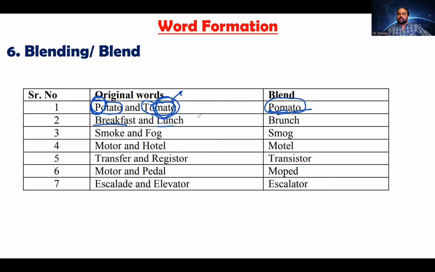Breakfast and lunch. If you take meals between these two meal times, we call it brunch. So BR from breakfast, UNCH from lunch, brunch we call it. Smoke and fog, smog. Motor and hotel. A place where motorists stay, a hotel, is known as a motel. Transfer resistor, transistor. Motor pedal, we call it moped. Escalade and elevator, we are calling it escalator.